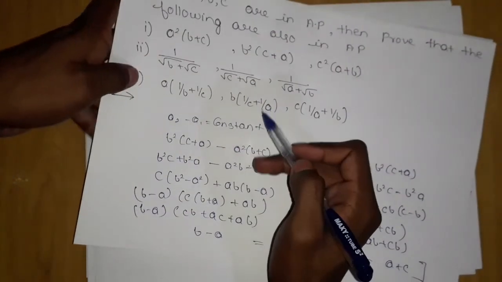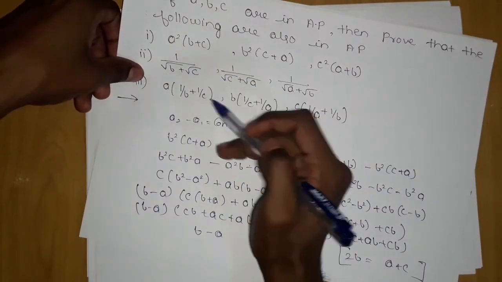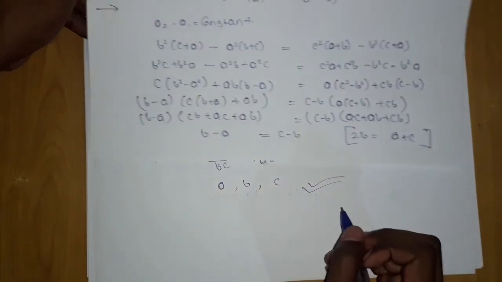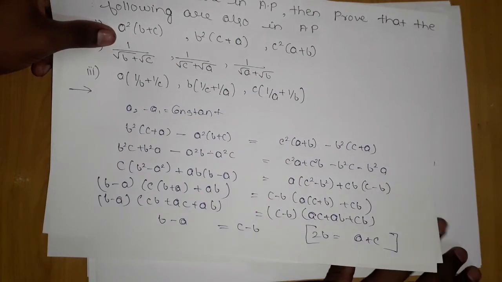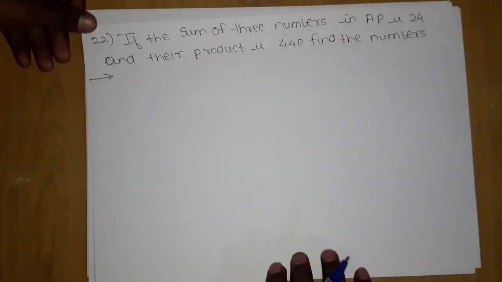So it is just reverse. If I convert this into this, then it is also in AP. Okay, so we are done with the third one. So let's move on to the next question. There were 3 examples. These were questions of manipulations. We have to just manipulate the things to get the following things.